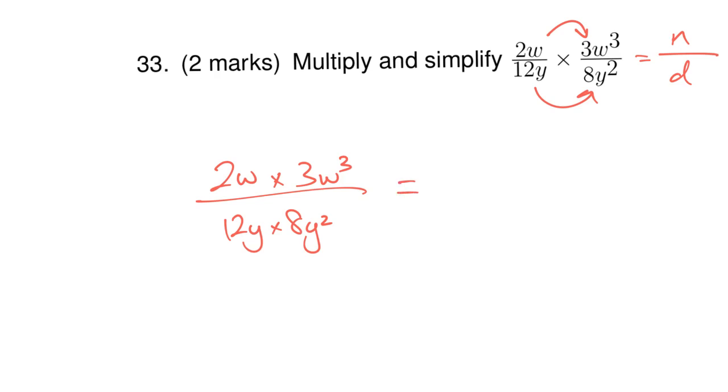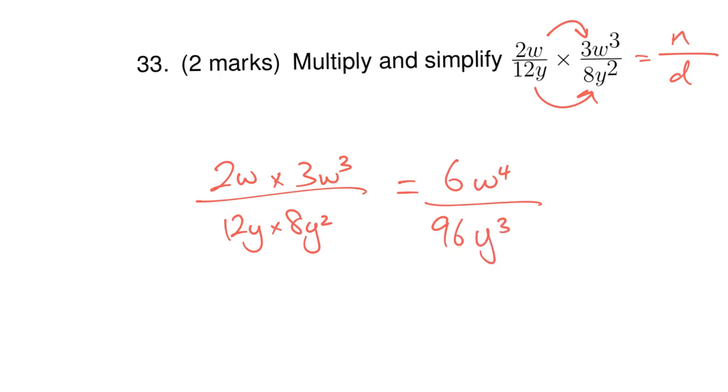Now I can tidy those up. Let's do the numbers first. So 2 times 3 is 6. Now I've got w multiplied by w cubed, which means I've got w to the 4. On the bottom, let's do the same thing. Let's do the numbers first. 12 times 8 is 96. And I've got y times y squared, which gives me y cubed.